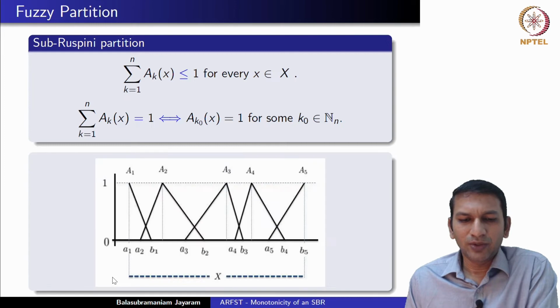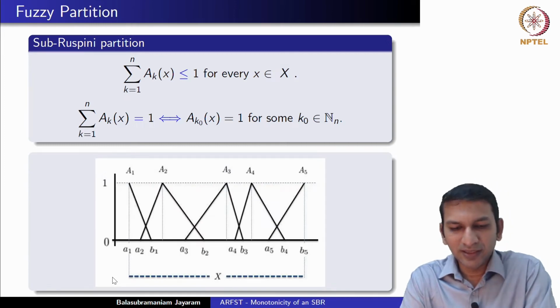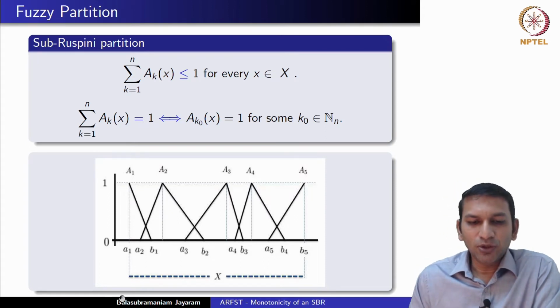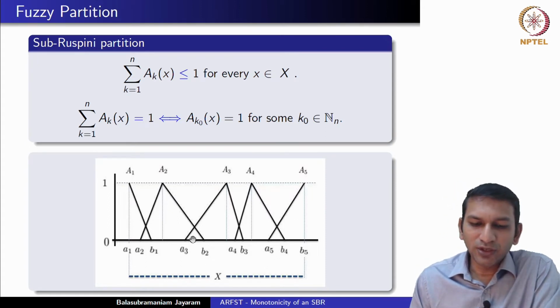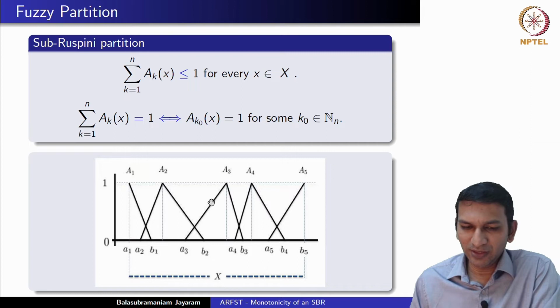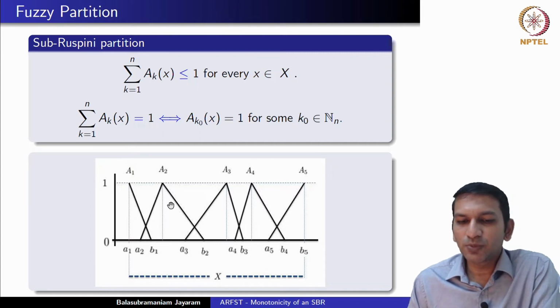Now, how does it look? Look at this. This is exactly the collection of sets which we saw as a fuzzy covering because the union of its supports contains X. However, it is also a sub-Ruspini partition. Clearly, it is not a Ruspini partition because if you take a value here, then it belongs only to A2 and not to degree 1, so it does not satisfy the Ruspini condition. However, it is a sub-Ruspini partition.